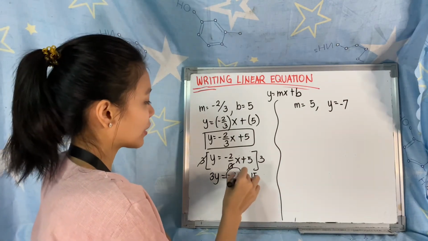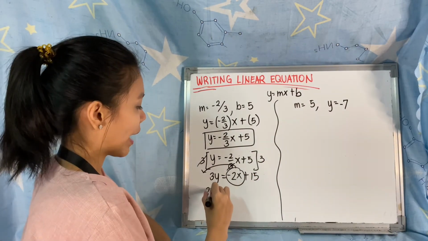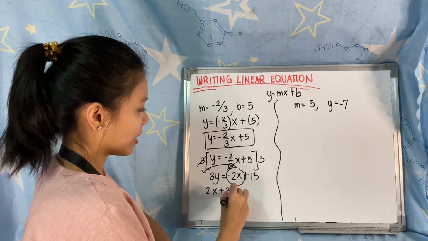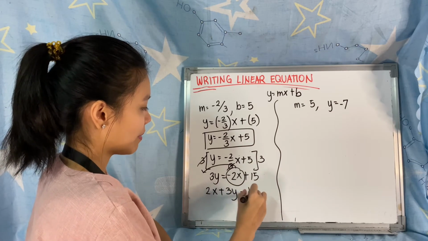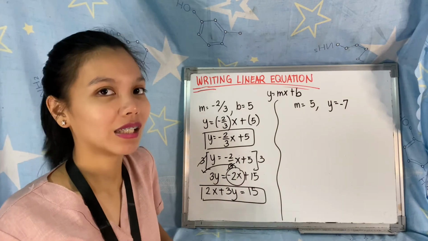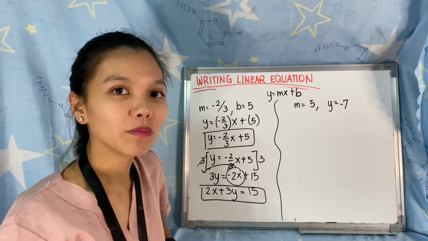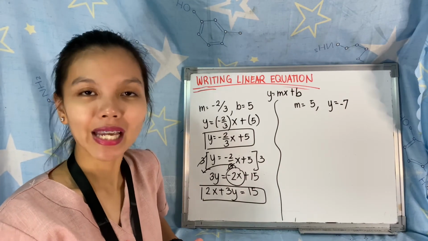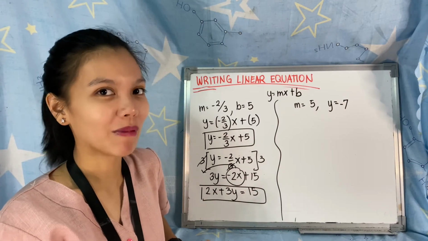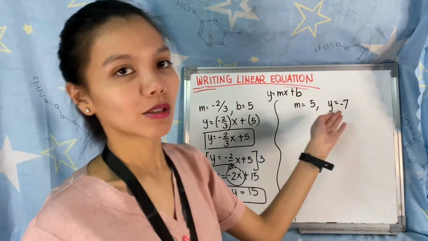So, we are going to transpose negative 2x to the left side. So, we have 2x plus 3y is equal to positive 15. So, yan na yung ating standard form ng ating linear equation. We have 2x plus 3y is equal to 15. Positive na si x, kaya hindi na kailangan pang i-multiply siya by negative 1. So, ganun lang kasimple. So, sabayan niyo ako dito.